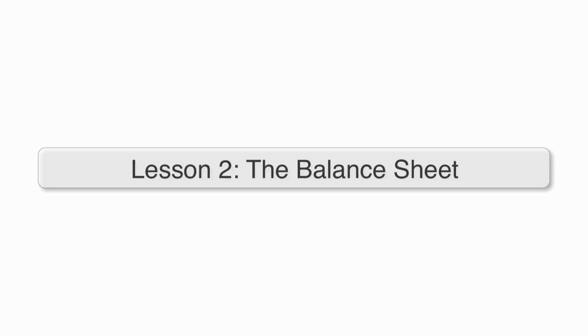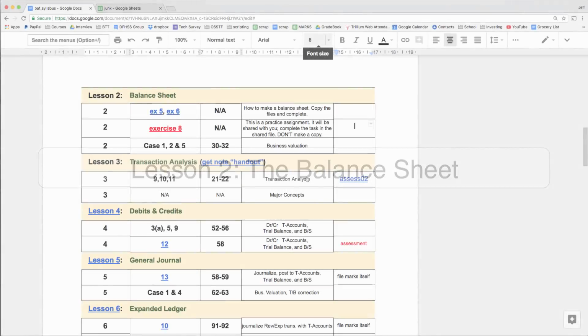In lesson two, we're going to talk about one of the two main financial statements. There's three, but there's only two that you're going to learn in grade 11. It's the balance sheet. And to get the big picture, let's take a minute and look at what actually is a balance sheet.